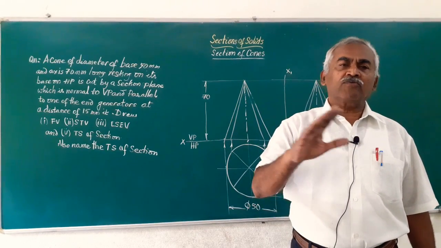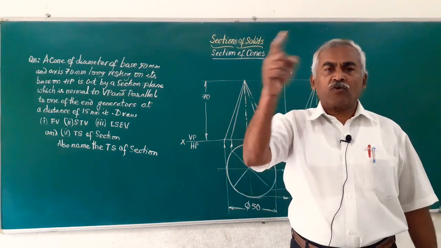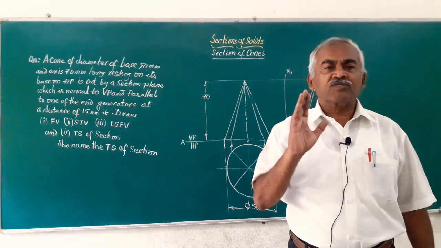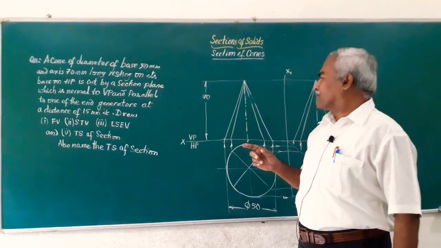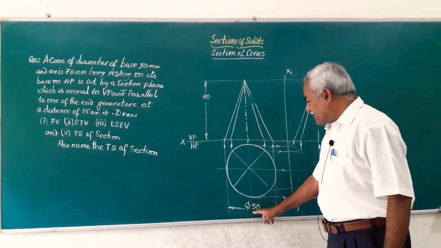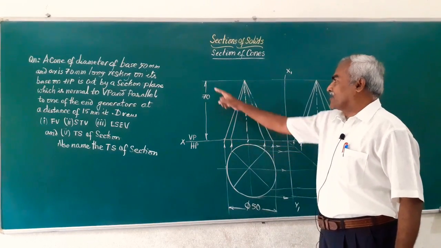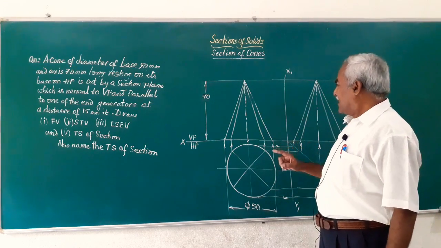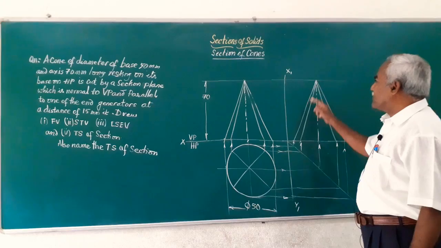Remember, whatever may be the position, whenever this object is placed on HP, the top view is a circle, that is the base, and the front view is going to be an isosceles triangle of the given height. Friends, here let me start the problem by drawing the top and front views. So, the top view is a circle of diameter 50 mm and the front view is a triangle having height equal to 70. So, this front view is an isosceles triangle, and they have asked us to draw the sectional side view also. So, I have drawn the end view of this.